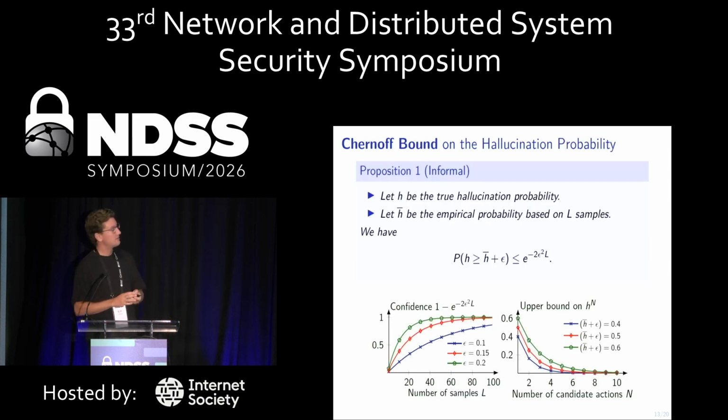And the first basic result that we present is that once you have fine-tuned the model, you can do some simple offline tests where you just empirically verify how frequently the model hallucinates. And then once you have that empirical estimate of the hallucination risk, you can then obtain the standard Chernoff bound on the actual hallucination probability.